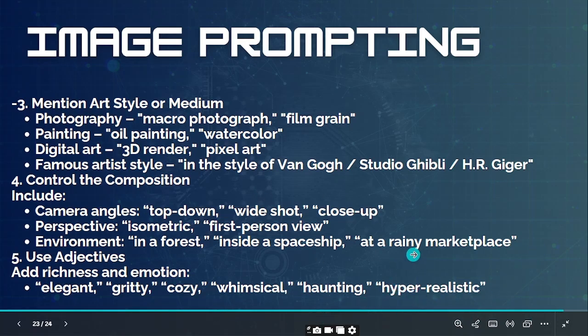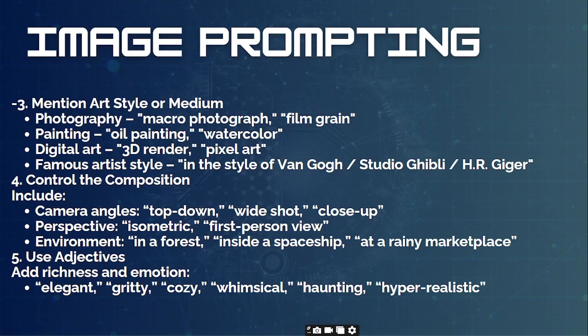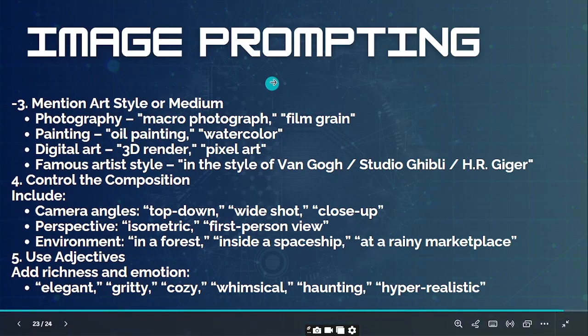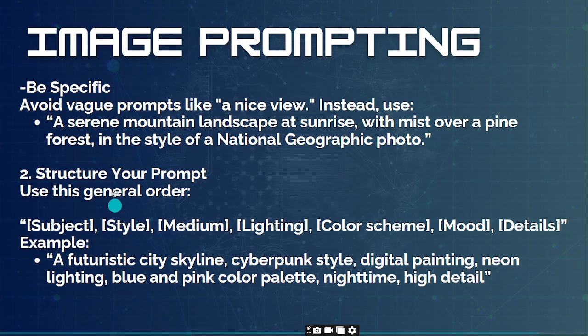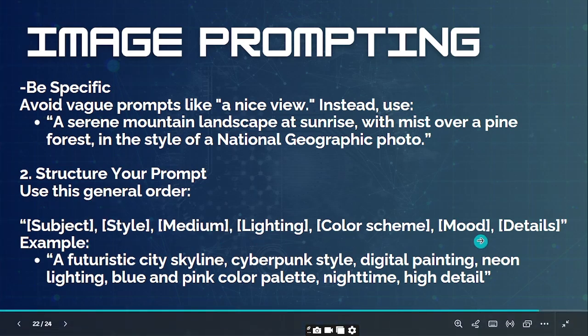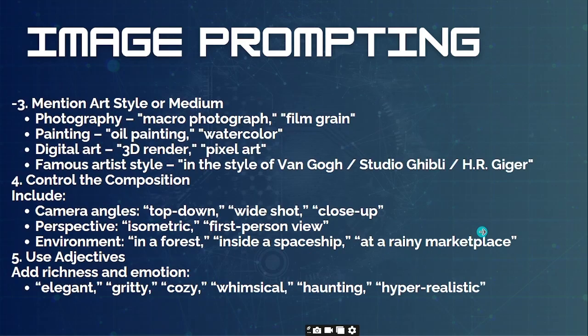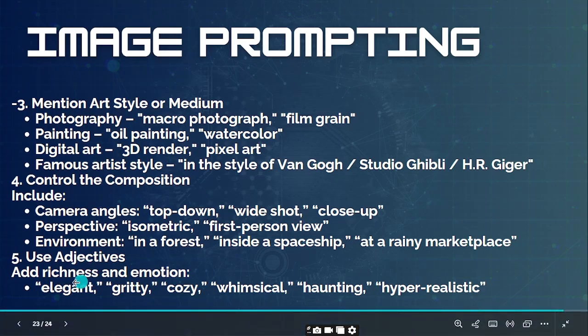These are a few things which are very, very important in creating images, because this is a detailed overview of image prompting. Most of you might not know this, but when you're creating images, you should first know the structure: the subject, the style, medium, lighting, color scheme, more details. When describing your images, you need to include what kind of style you want, what camera angles, what the environment, what the perspective, and what the emotion in the image would be.